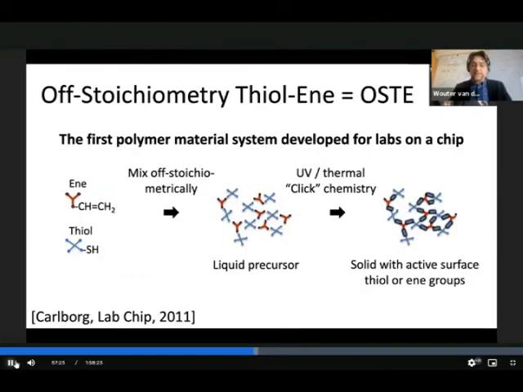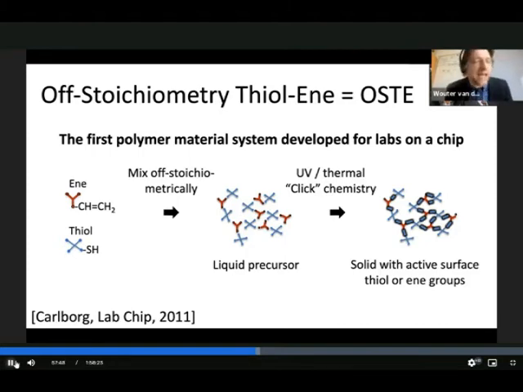Thiolene chemistry is very old. It's very well known. Basically, what you do is you take a thiol group, which means a polymer group with the SH, sulfur and hydrogen groups. And we have an ene group, which means you have a double carbon bond between two carbon atoms. And you take monomers of enes and of thiols, and you mix them, and you give them a little bit of energy, and they will cross-link into a polymer.